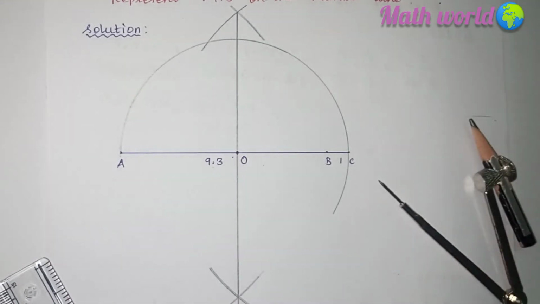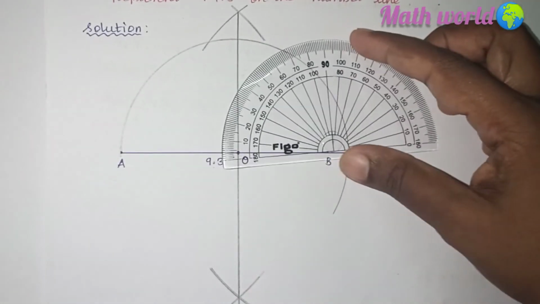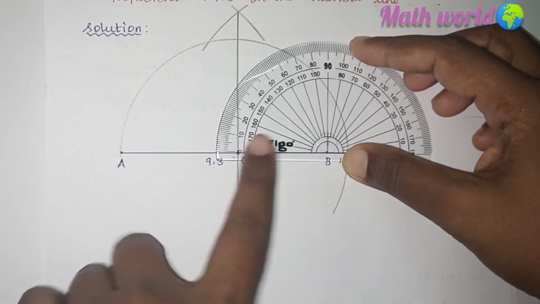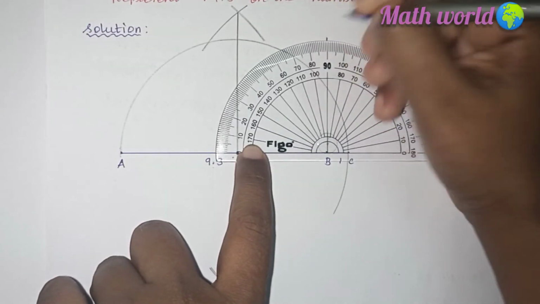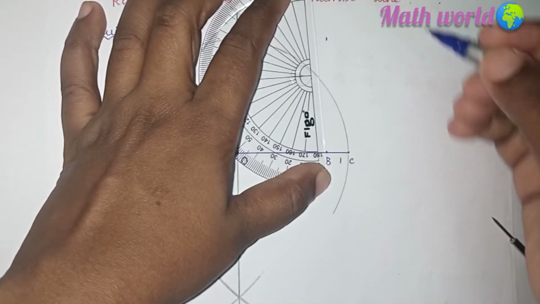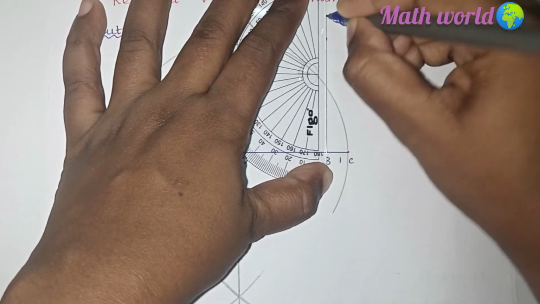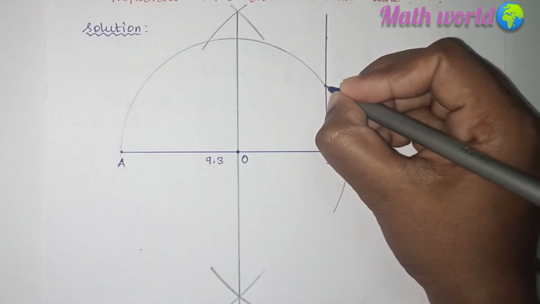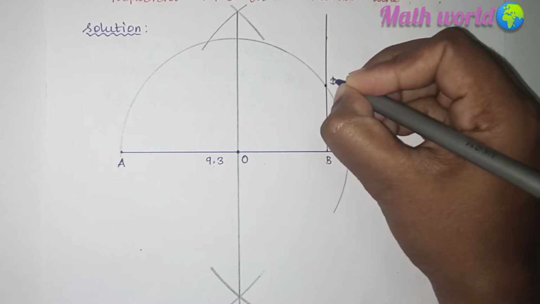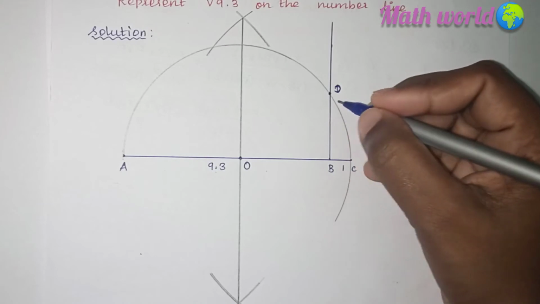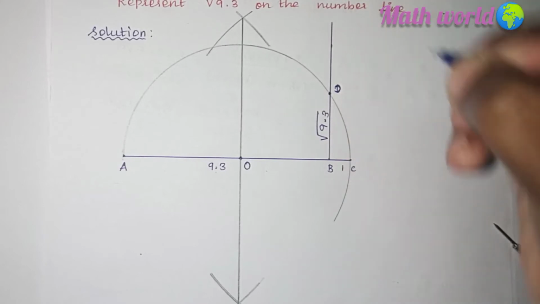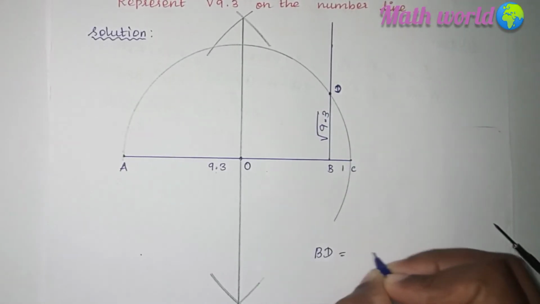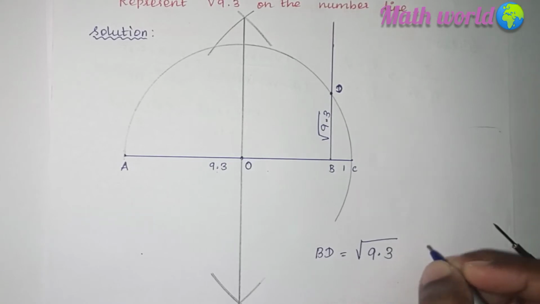It's a semicircle I have drawn now. Now you have to take a perpendicular distance from B. It should be 90°. Just join this. Now this point is marked as D. This distance is called the square root of 9.3. So I can write BD is equal to square root of 9.3.